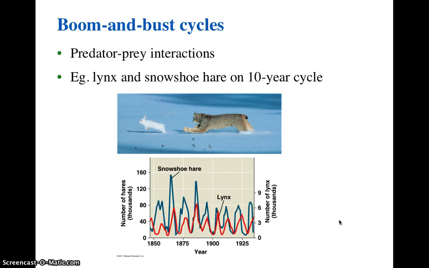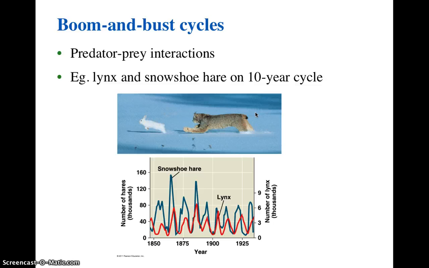Okay, boom and bust cycle. Basically, we're talking about the predator and prey interaction. Okay, and then we have seen this cycle. It's more like a 10-year cycle because the hare needs to grow, and while hare grow, lynx die. And when the lynx grow, hare dies, and because hare die, lynx die.